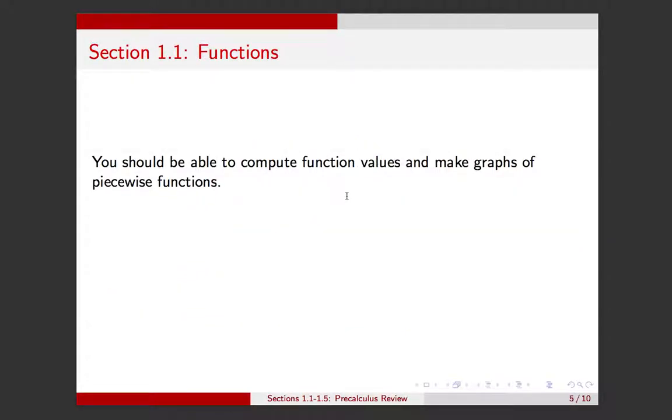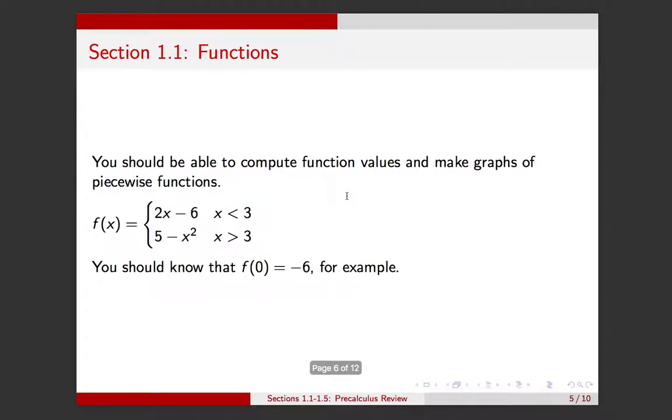You should be able to deal with piecewise functions. So if you get what that means, here's a piecewise function. A piecewise function has different function formulas for different parts of the domain. So here, if x is less than 3, you use this 2x minus 6 formula. But if x is bigger than 3, you use the 5 minus x squared formula.